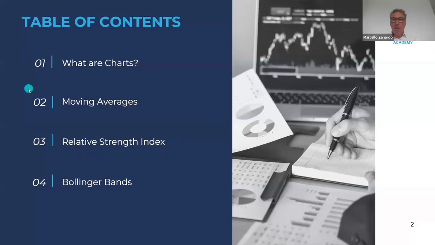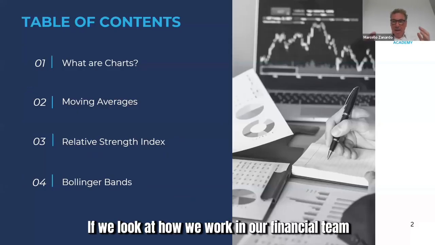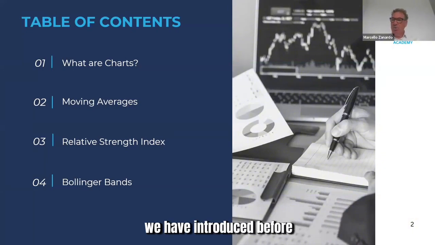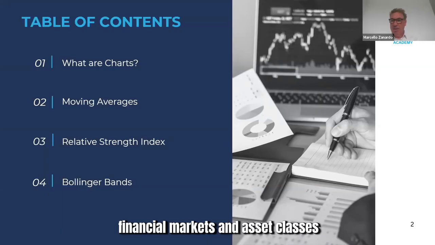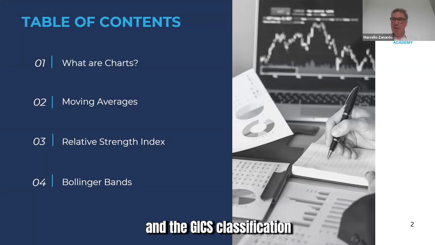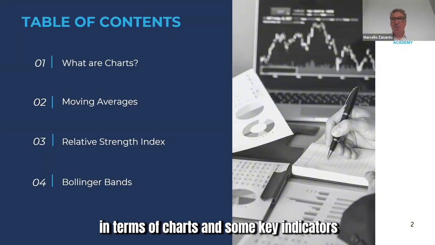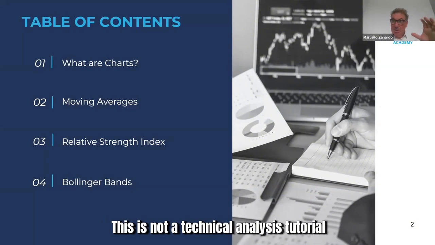So, if we look at how we work in our financial team with students and junior financial analysts, we have introduced before financial markets and asset classes. We'll look at the equity structures and the GICS classification. And now we're looking at what we use when we look at stocks in terms of charts and some key indicators. This is not a technical analysis tutorial.